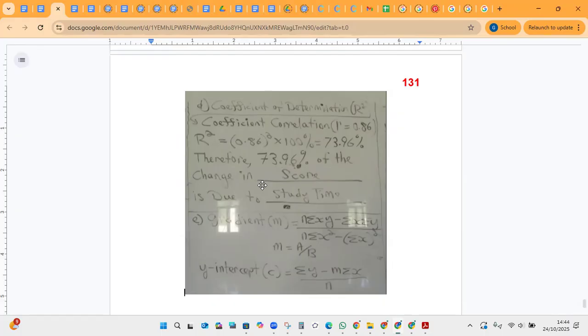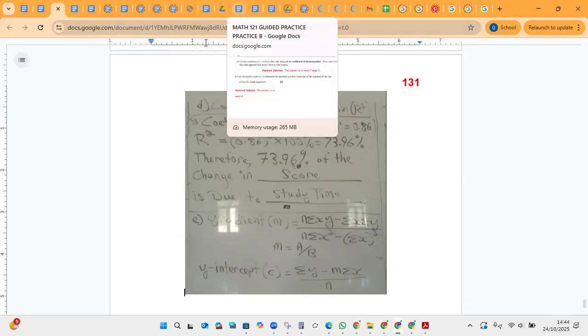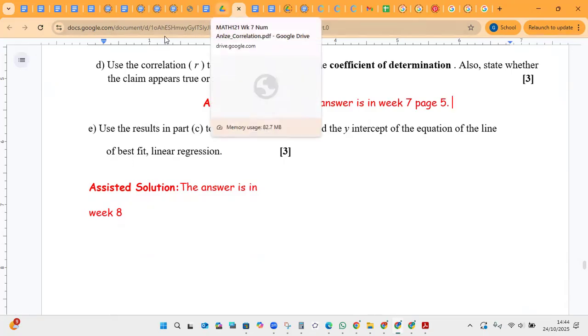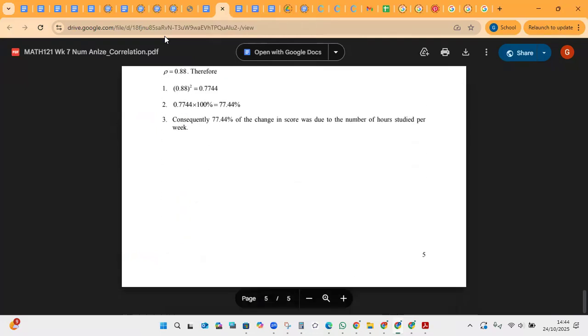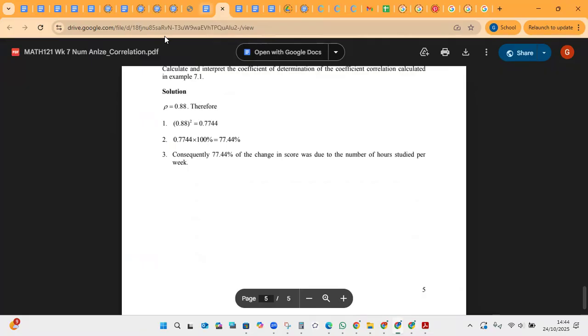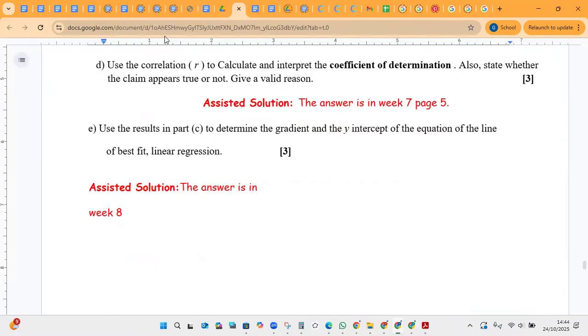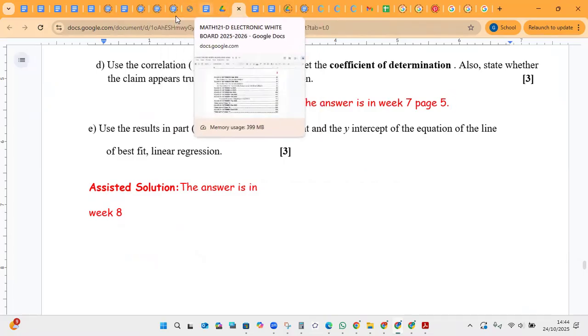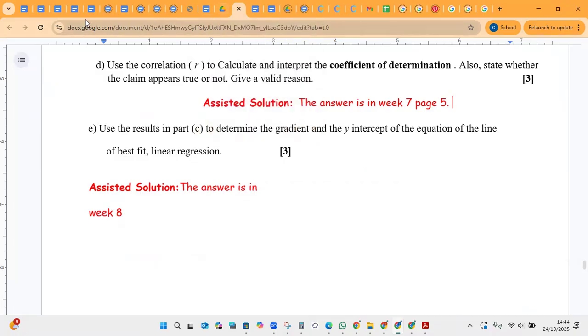Now we are moving on to part E. It says to calculate the gradient and the y-intercept. Let's verify. Use the results in part C to determine the gradient and the y-intercept of the line of best fit. So now we go to week 7 to see how this can be done. And it's not week 7, it's week 8. So we've got to go to week 8 for linear regression. Let's do that.